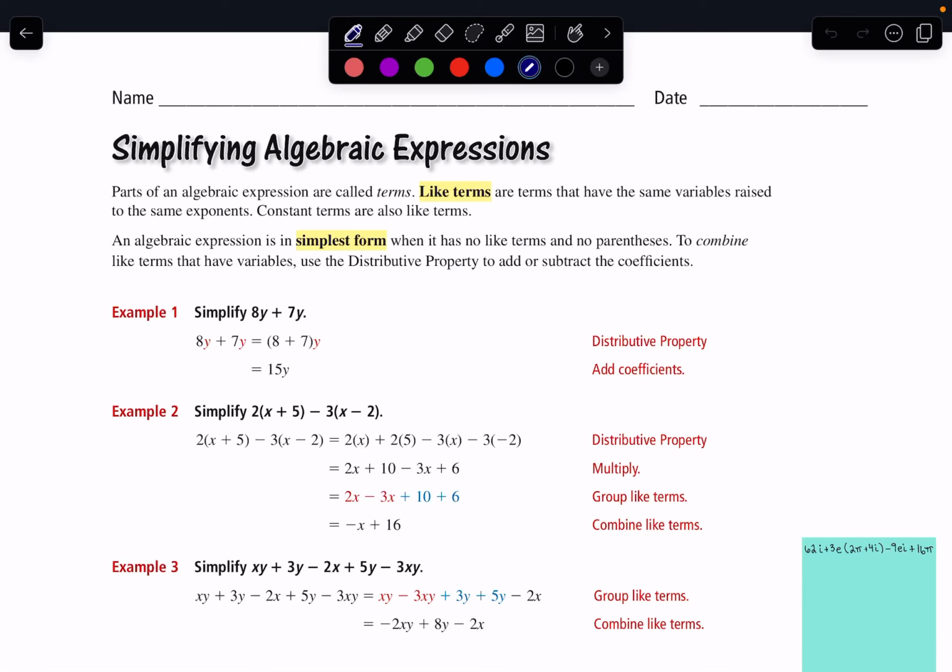All right, guys, quick video today. Just a couple review topics that we want to make sure you have down because we're going to be using them a lot this year. The first thing we're talking about is simplifying algebraic expressions.